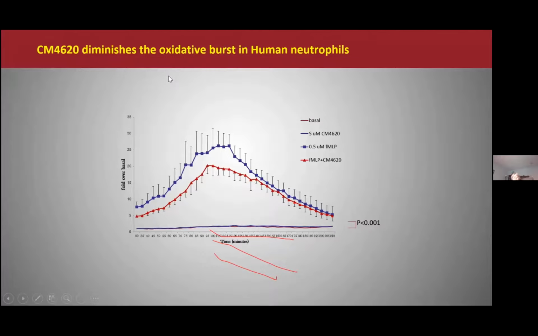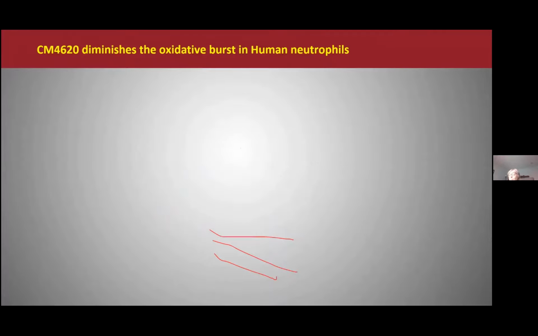Another important experiment for us was to show the effect of CM4620 on the oxidative burst in human neutrophils. We stimulated neutrophils with fMLP, an agonist for neutrophils that causes a reactive oxygen species burst. Here we see what happens in untreated neutrophils and then treated with CM4620. You can see a significant decrease in the oxidative burst, suggesting there's an effect on the inflammatory cells as well. Previously we had shown that neutrophils are a mediator of trypsin activation inside mouse pancreas tissue.